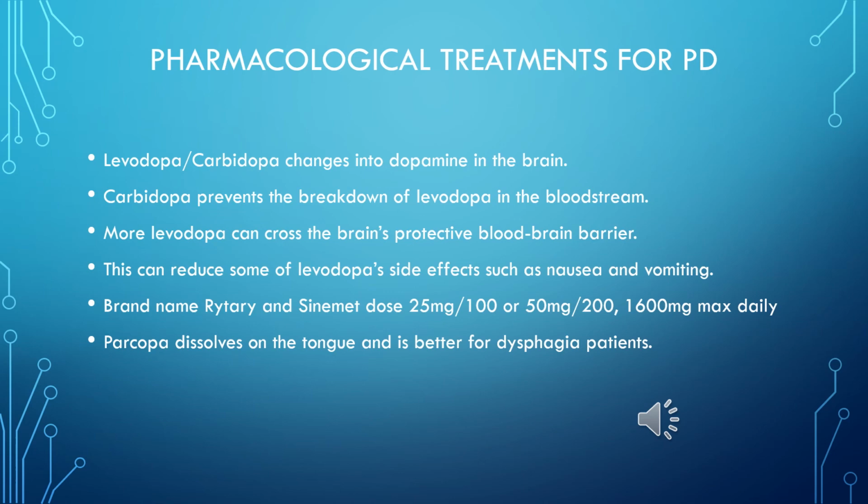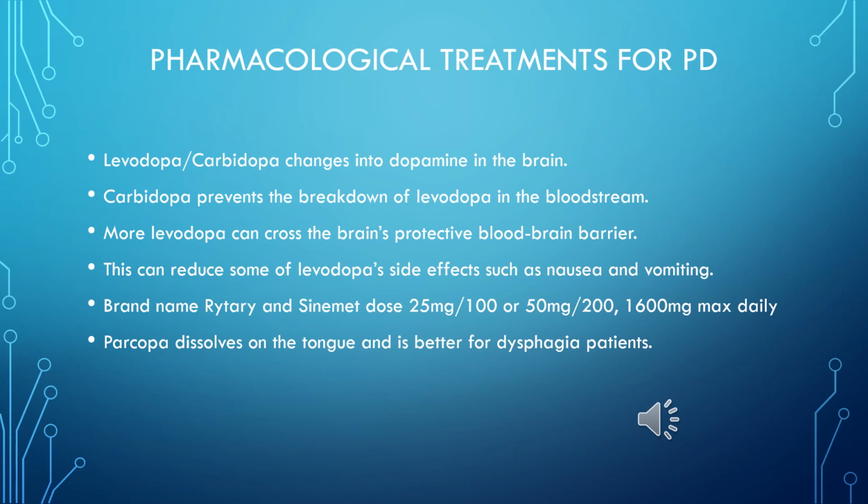And it's wonderful because it enables us to use less of the levodopa. And the less we can use, the better, because the longer we can have the anticipated effect of improving quality of life for our Parkinson's patients. So carbidopa, as our vehicle, prevents the breakdown of that levodopa in the bloodstream. So more levodopa can cross the blood-brain barrier, and this therefore reduces some of levodopa's side effects, which are nausea and vomiting most commonly.